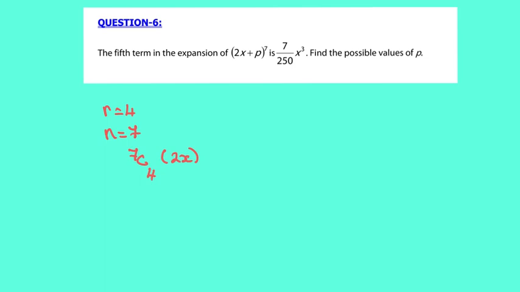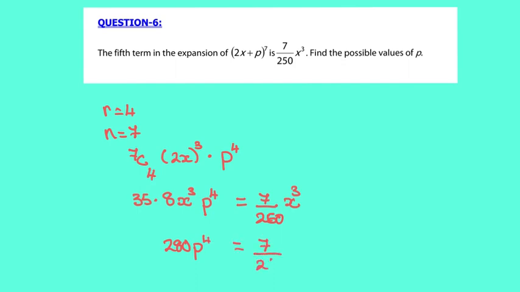(2x) cubed times p to the power of 4. 7 choose 4 is equal to 35. (2x) cubed is equal to 8x cubed. p to the power of 4 is p to the power of 4. And we know that that is equal to 7 over 250 x cubed. Therefore, we get 280 p to the power of 4 is equal to 7 over 250.